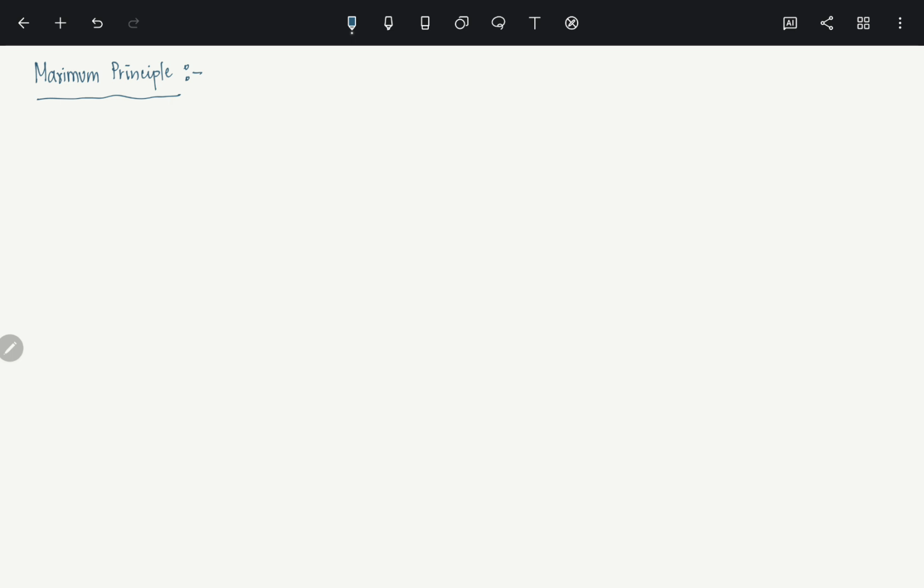Now what are maximum principles? These are a particular type of theory, and we call this sort of problem an a priori estimate. Okay, what is an a priori estimate?